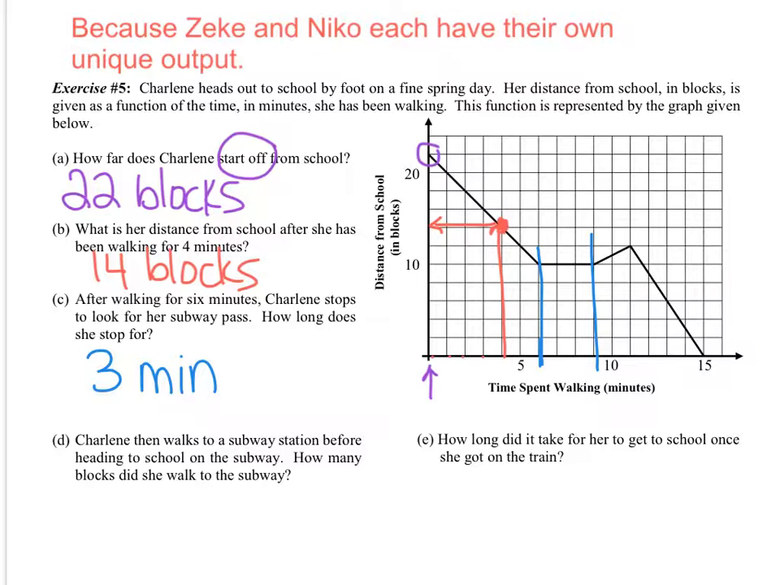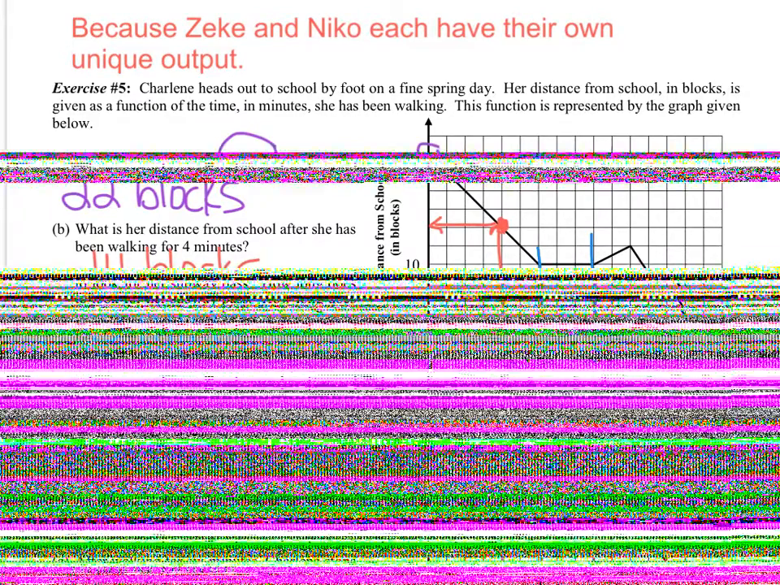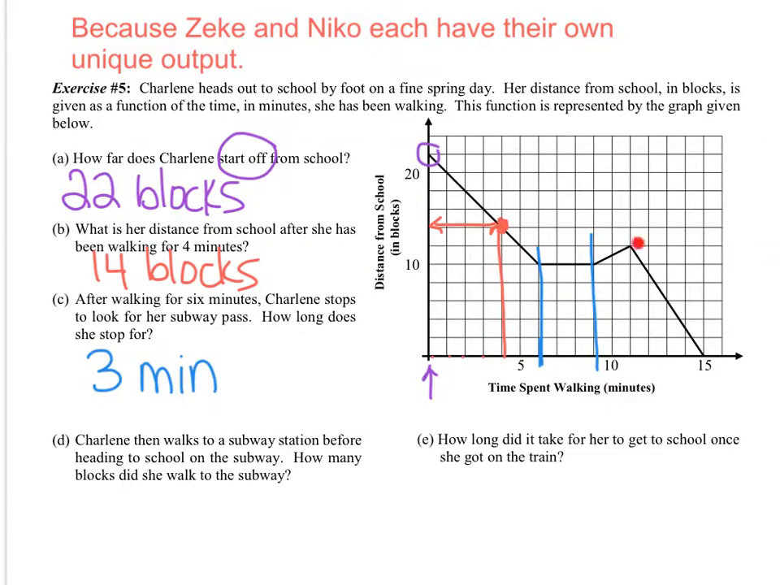Sorry, we have 2 more sections. D. Charlene then walks to a subway station before heading to school on the subway. How many blocks did she walk to the subway? Well, that's interesting. It looks like she had to go a little bit farther to get closer, because it looks like the subway took her there a lot faster than she would get there by foot, because the slope is a little bit steeper from here to there.